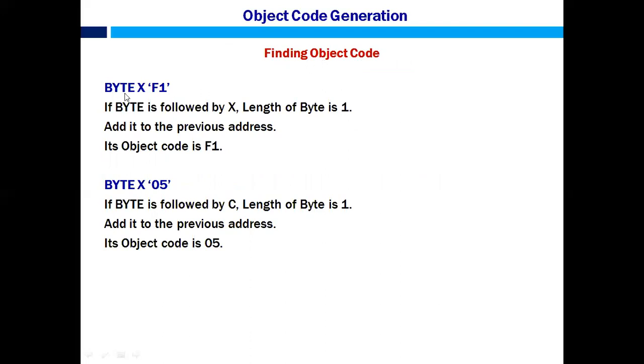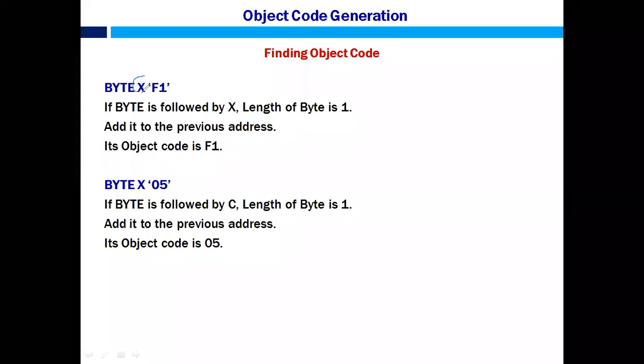Okay, so the first instruction is BYTE followed by X followed by, within single quote, F1. So if the instruction is BYTE followed by X, okay, this is very important. We have two things here. One is if it is X, then the length of the byte will be 1, and we have to add it with the previous address, plus its object code also we can directly find out. That is, its object code will be F1. Whatever is the value given within single quote, that itself becomes the object code.